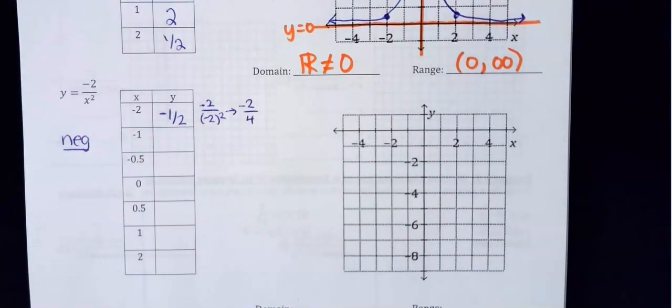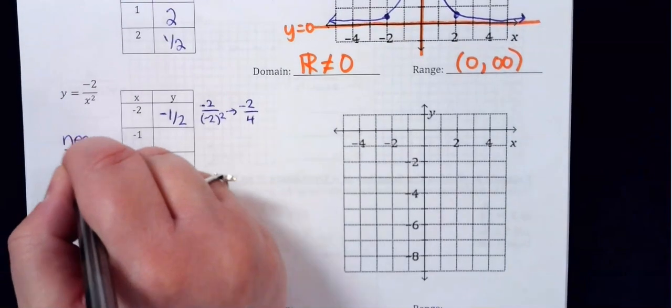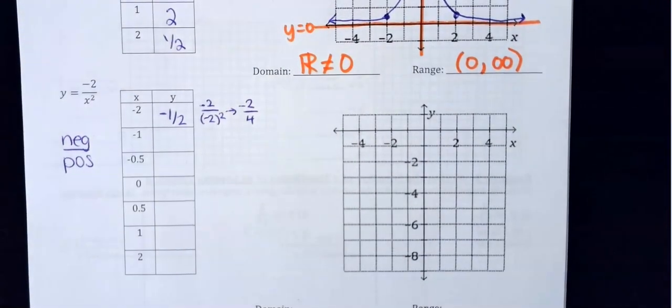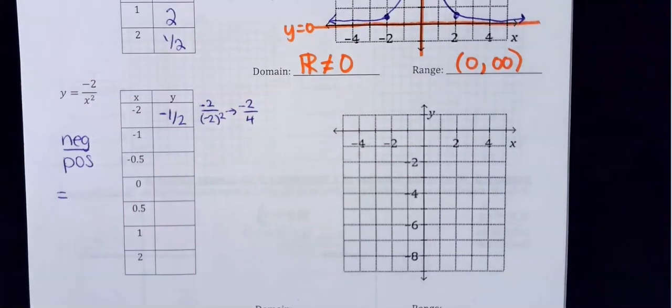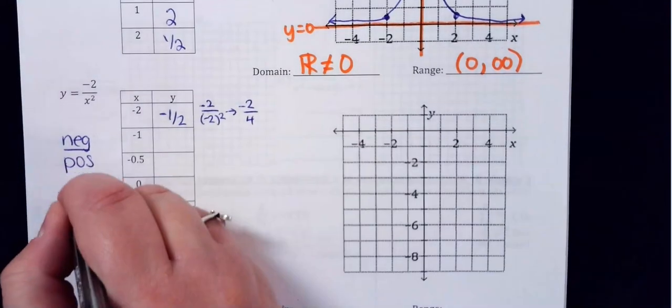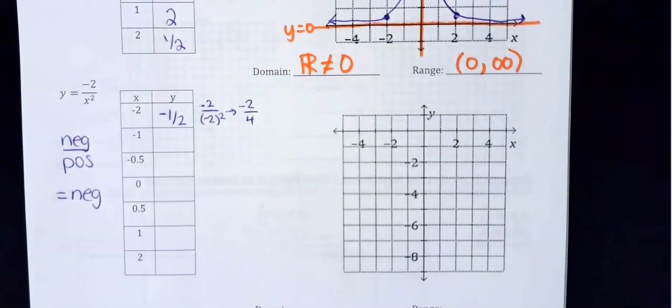Whatever I plug in for x, when I square it, it's going to make that positive. So in every situation here, I'd have a negative number divided by a positive number, which would always give me what kind of a number? Negative. If you do a negative divided by a positive, that'll always result in a negative value. So all these table values are going to be what we just wrote down in the previous table, except they're all negative.